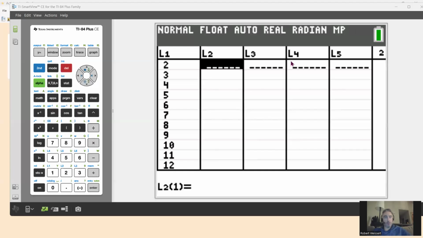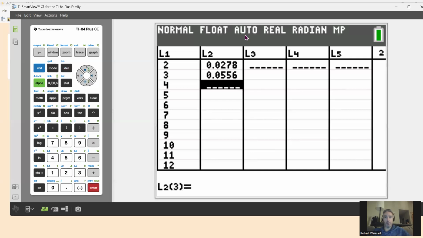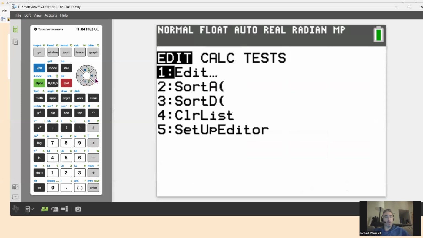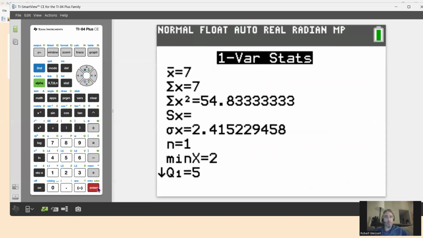Just a little pro tip, you can put fractions in your L2. So if I want to do 1 out of 36, I'd be able to do that. I just do 1 divided by 36 right there, press enter, and it'll put that as a decimal, and then you can go to the next one, 2 out of 36. You can put all those fractions in. I'll spare you the time here. Voila, they're all entered in. So we put our stat calc one variable stats to the test. I have my L2 as my frequency list. I'll get a new mean of 7 and a standard deviation of 2.4152. Let's remember those numbers.